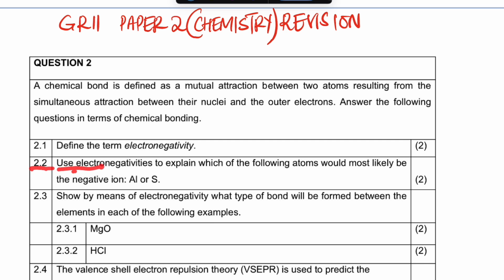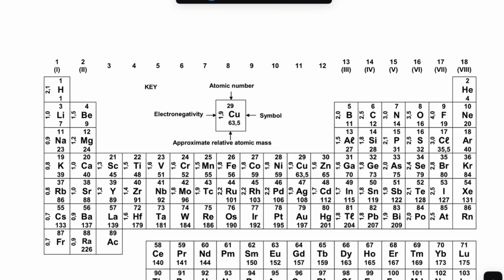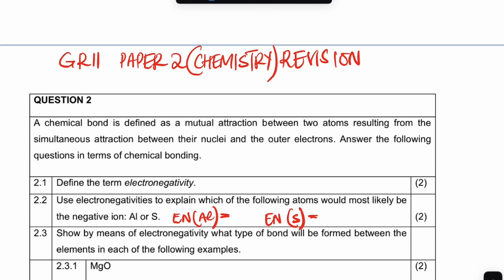Now 2.2, it says use electronegativity to explain which of the following atoms would likely be a negative ion. So if you have a metal and a non-metal, it's going to be the non-metal. So what do you need to do in this question? You need to put their electronegativity. The electronegativity of aluminium is, and the electronegativity of sulfur. So you look at the periodic table, we have sulfur here, it's 2.5, and aluminium, it's 1.5.